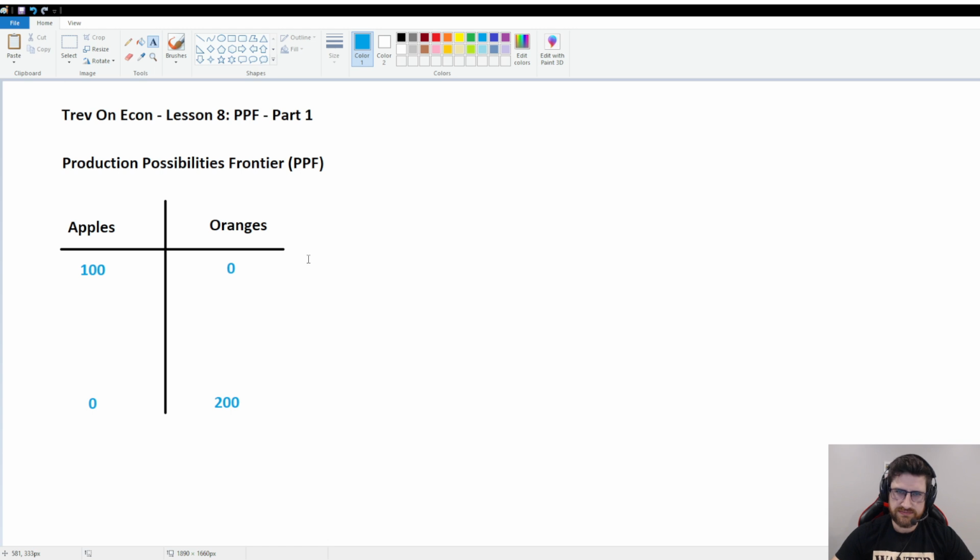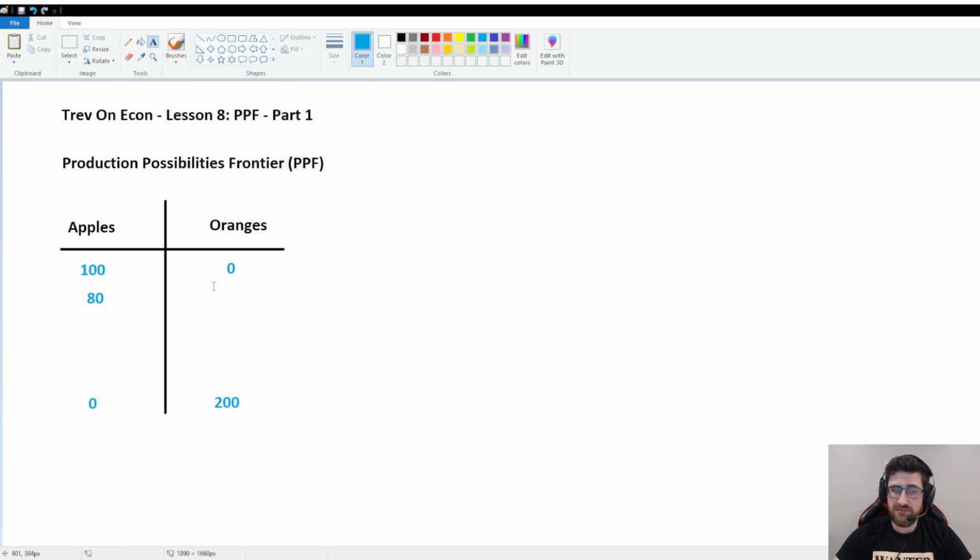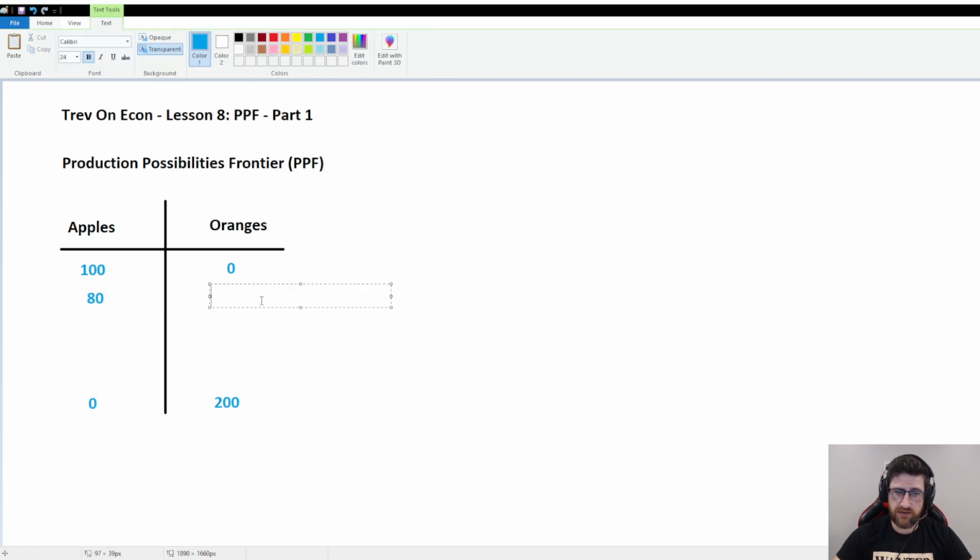So instead, maybe we say, okay, we're making 100 apples, no oranges. What if I just cut this down a little? What if I just make 80 apples? If I make 80 apples, that basically is going to free up some of my resources. Some land becomes available, some workers become available, and I'm going to be able to make some oranges now. I'm picking numbers again that are going to make the math easier for us.